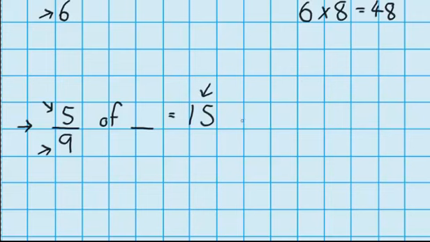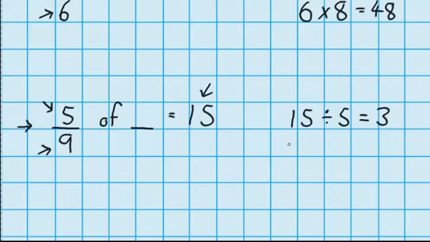So to answer this question, I'm first going to have to share these 15 fence posts between the 5 groups that I've painted. So to do that, I'm using division. 15 shared between 5 groups means there must be 3 fence posts in every group.